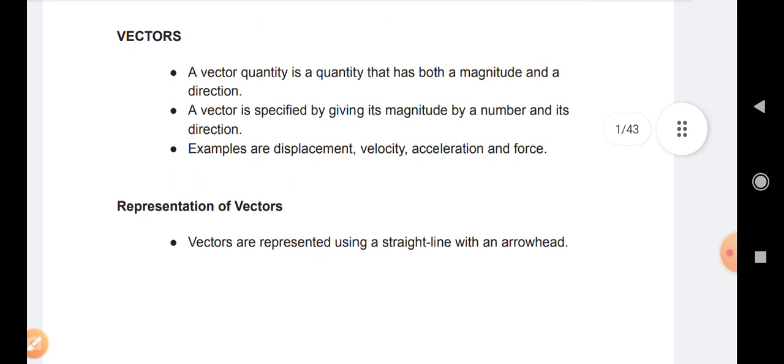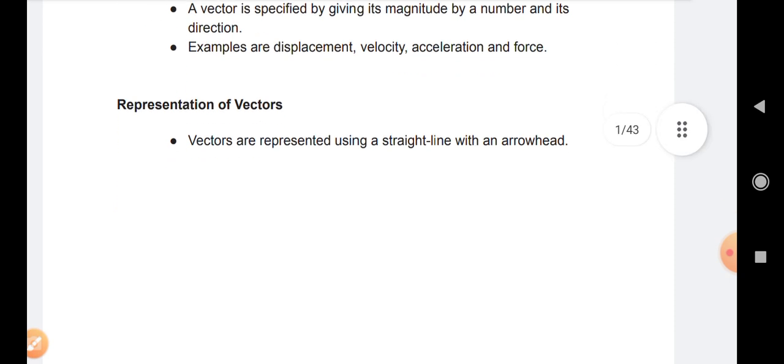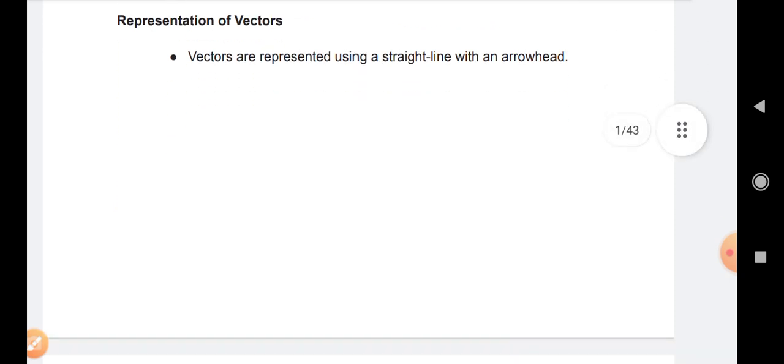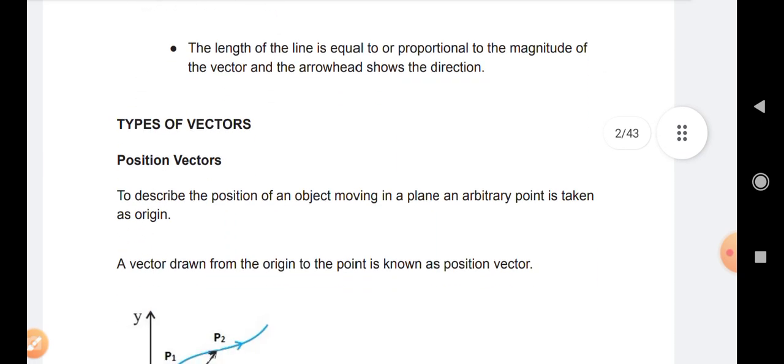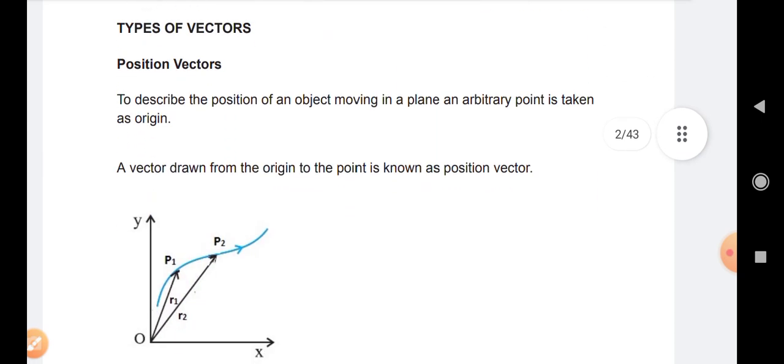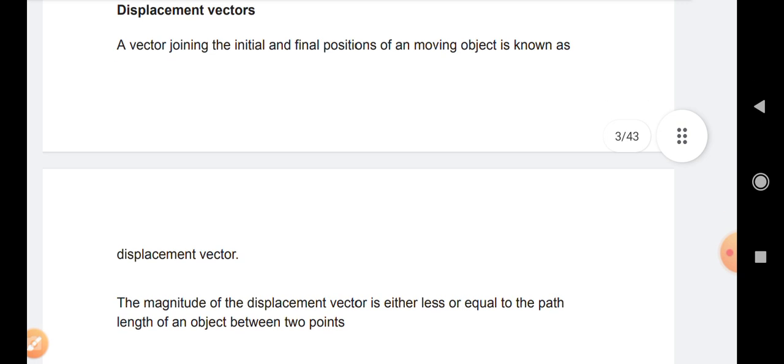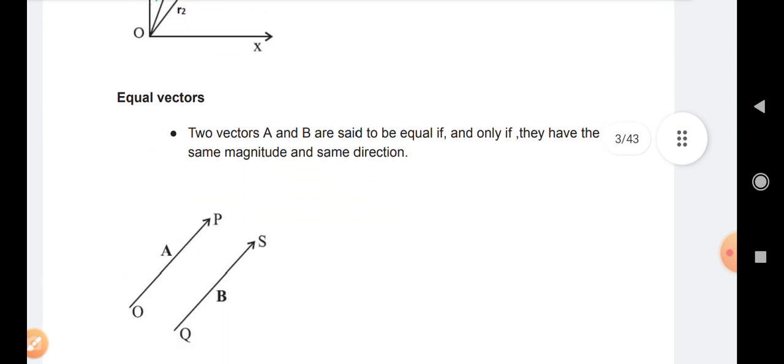Vectors. A vector quantity is a quantity that has both magnitude and a direction. A vector is specified by giving its magnitude by a number and its direction. Examples are displacement, velocity, acceleration, and force. Types of vector: position vector, displacement vector, equal vectors.